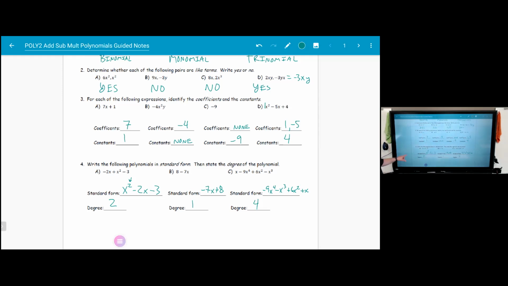If you also check out our degrees of polynomials, I'm going to highlight B here. We change this into -7x plus 8. We don't write the 1, but this is like -7x to the first power. We just don't write that, right? But we know that that is a degree of 1, an exponent of 1. All right, so let's go ahead and move right on here.